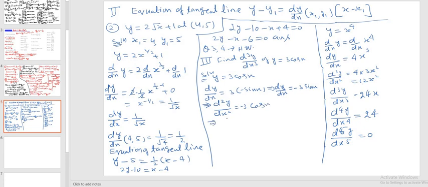Differentiate again for the third derivative. d3y/dx cubed is equal to minus 3 times the differentiation of cosine, which is minus sine x. So minus times minus is plus, giving 3 sine x. This is your answer for the third derivative of the third part question.